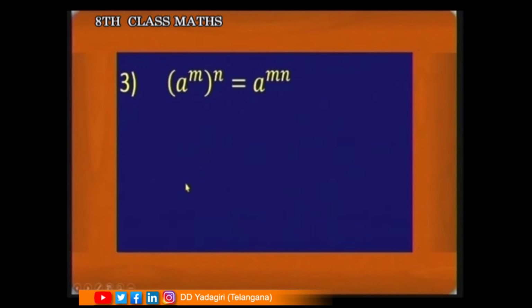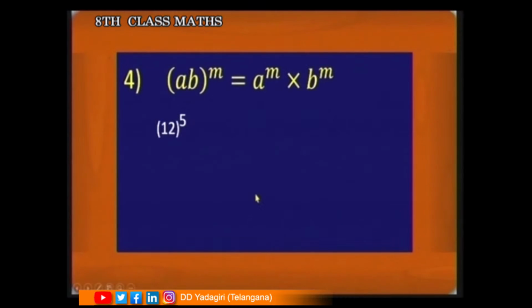Now look at the third law. A power m whole power n equal to a power mn. For example, if you take 5 square whole to the power of minus 3. How do you simplify this part using this formula? According to this formula, what can we understand? If this base has already an exponent m and to this power n is another exponent, then we can multiply both the exponents, mn. Thus you do the same here, take 5 and you multiply 2 into minus 3 and you get 5 to the power of minus 6. 5 to the power of minus 6 can be again rewritten as 1 by 5 to the power of 6.